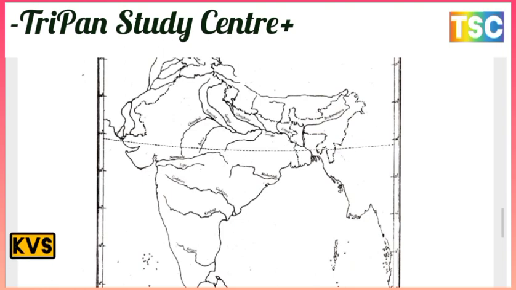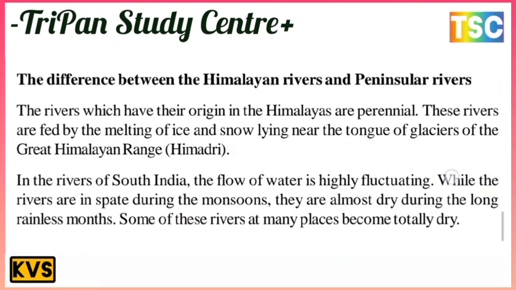Here the map shows the major rivers of India: the Ganga, Gangotri, Chambal, Krishna, Kaveri, Brahmaputra. These are the most important river systems shown in this map.